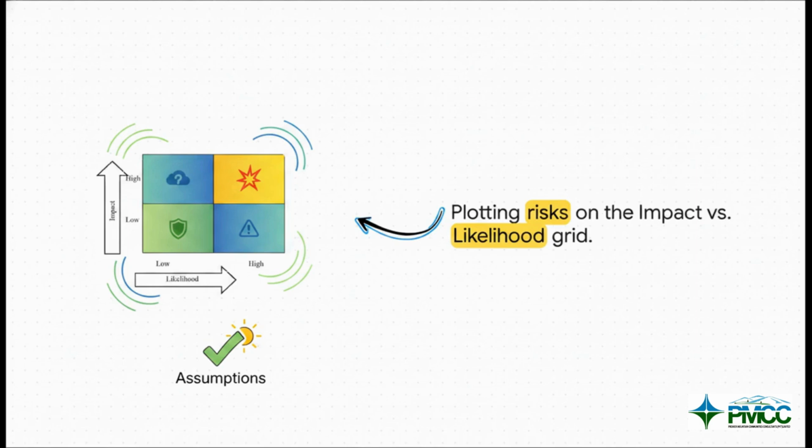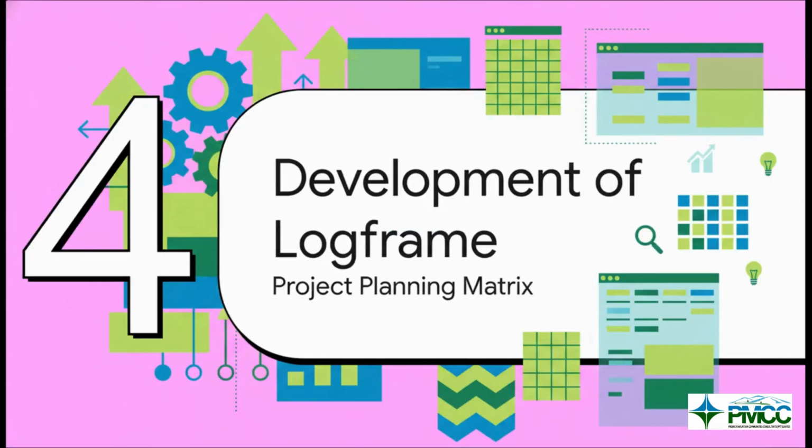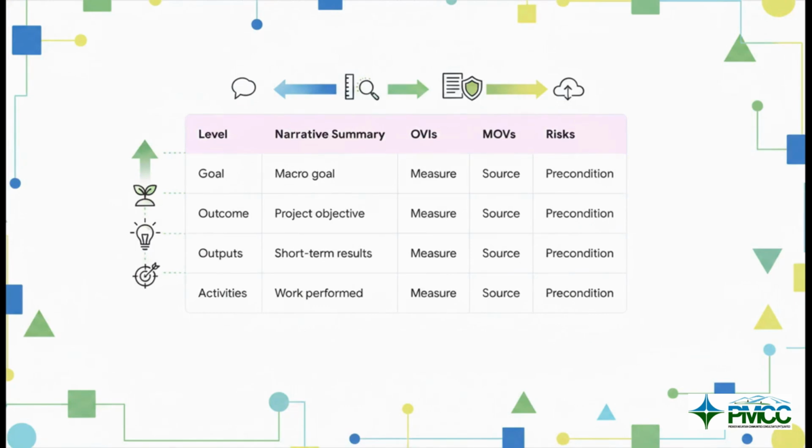From this analysis, we establish our project assumptions. These are the positive conditions that simply must hold true for our project logic to actually work. Which brings us to Section 4, Development of the Logframe, our master project planning matrix. The Logframe is a simple but honestly an incredibly powerful 4x4 matrix. It's basically a snapshot of your entire project on a single page.